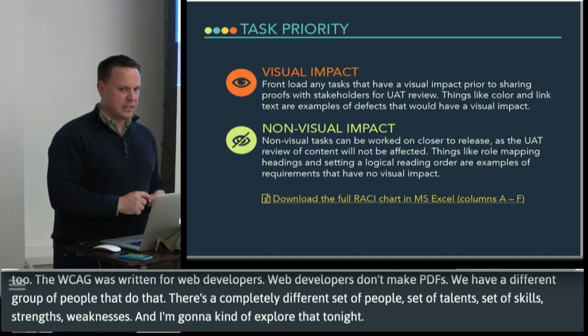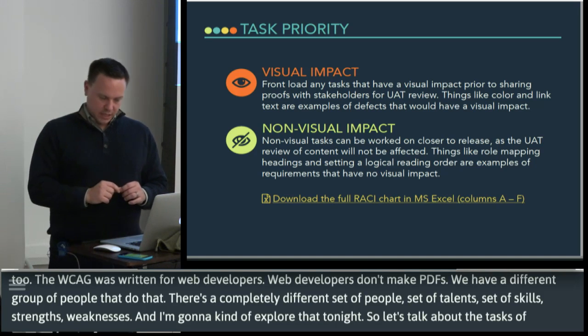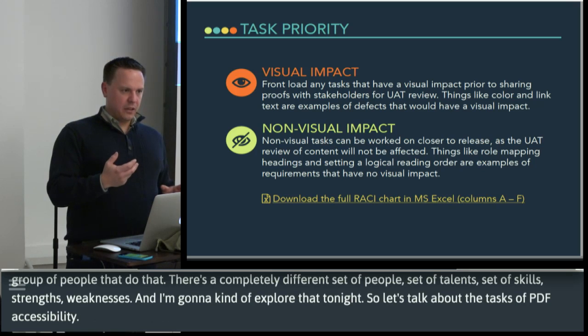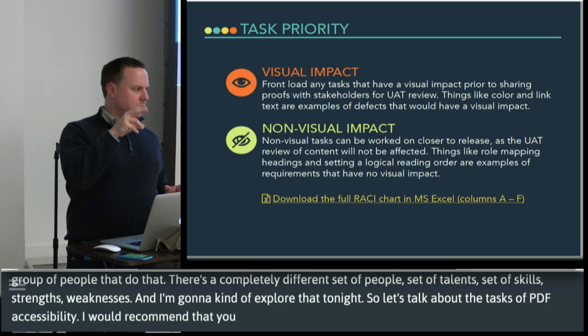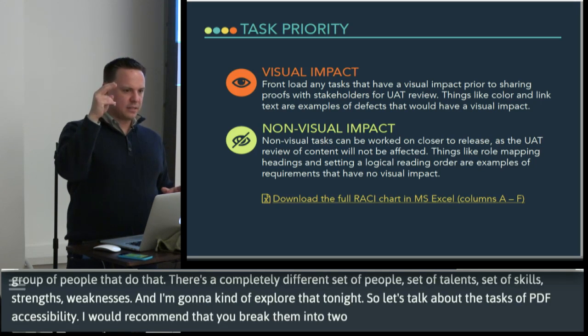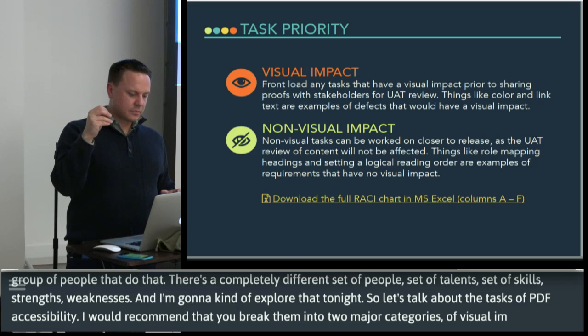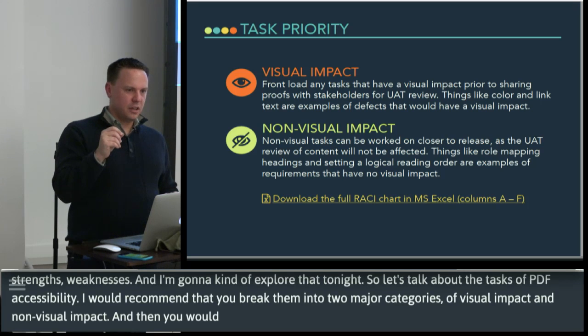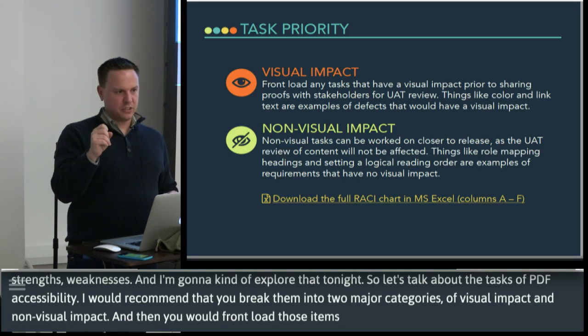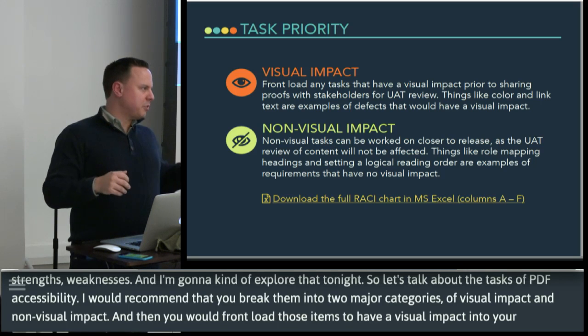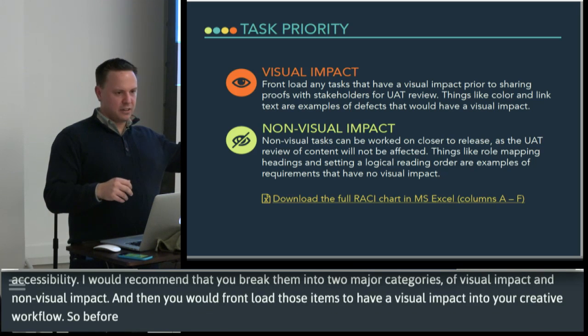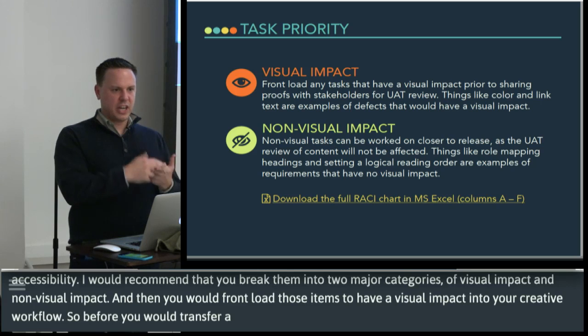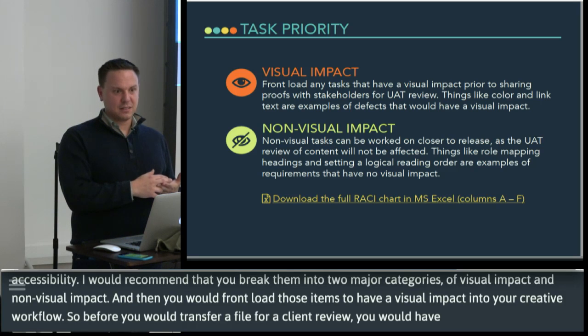So let's talk about the tasks of PDF accessibility. I would recommend that you break them into two major categories of visual impact and non-visual impact. And then you would front load those items that have a visual impact into your creative workflow. So before you were to transfer a file for a client review, you would have checked those things that have a visual impact. All right?